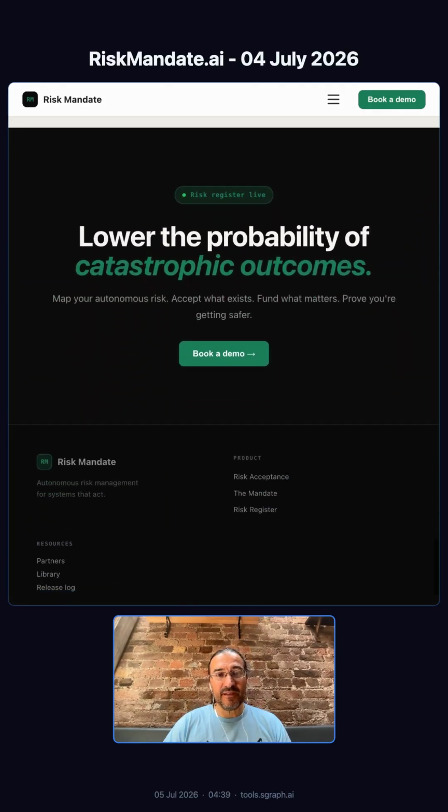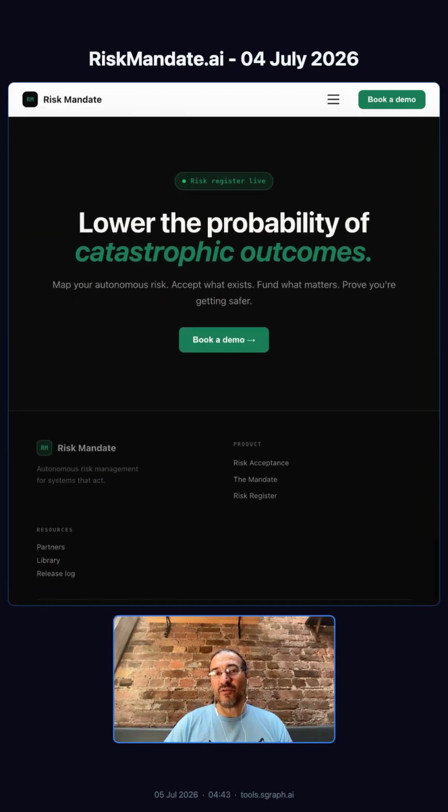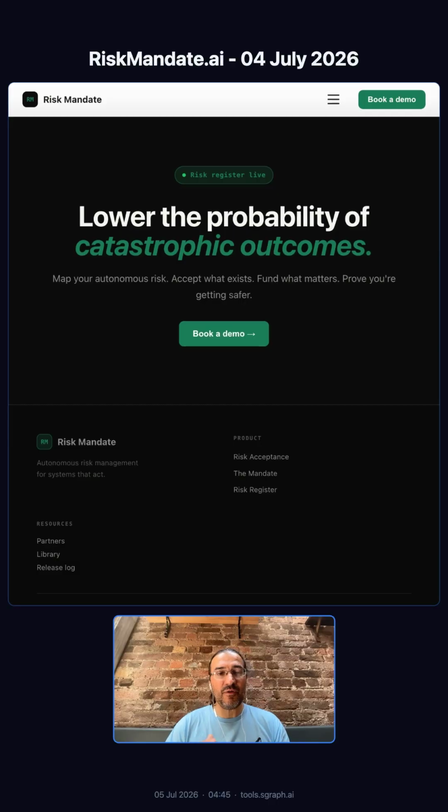And that's it. I really like this vision, which is also what the business focuses on: lowering the probability of catastrophic outcomes. The problem today is that a lot of businesses are buying a lot more risk than they should, because they are actually increasing the probability of catastrophic outcomes by adding all these agents to their mix. And that's what we are trying to prevent.